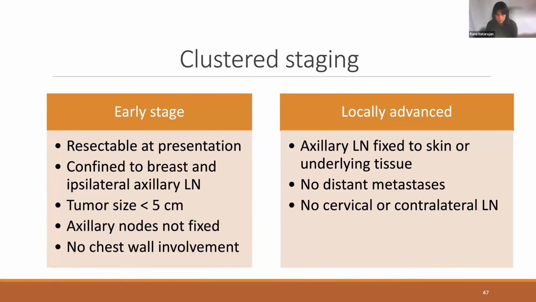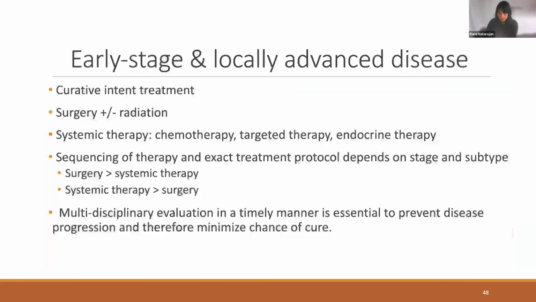Breast cancers move towards locally advanced when generally they're not resectable at the time of presentation, or there are axillary lymph nodes that are fixed. But importantly, there shouldn't be evidence of distant metastatic disease or evidence of cervical or contralateral lymph nodes.